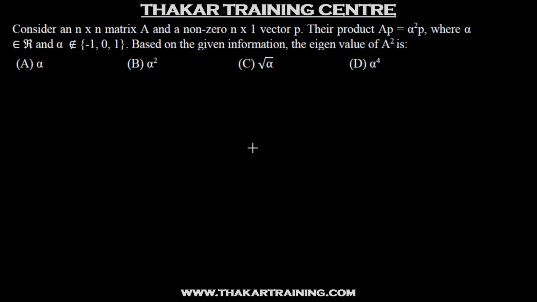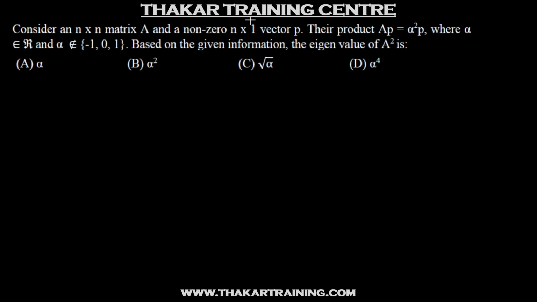Consider an n cross n matrix A and a non-zero n cross 1 vector P, their product AP is alpha square P, where alpha belongs to R and alpha does not belong to -1, 0 and 1. Based on the given information, what is the eigenvalue of A square?